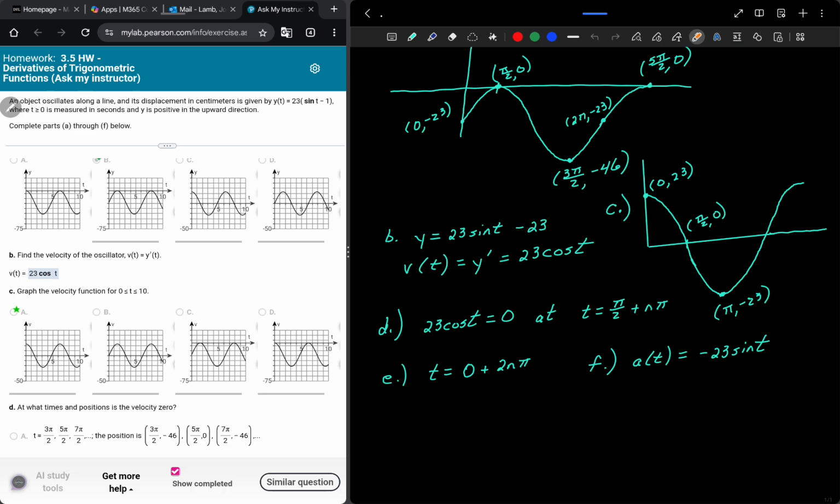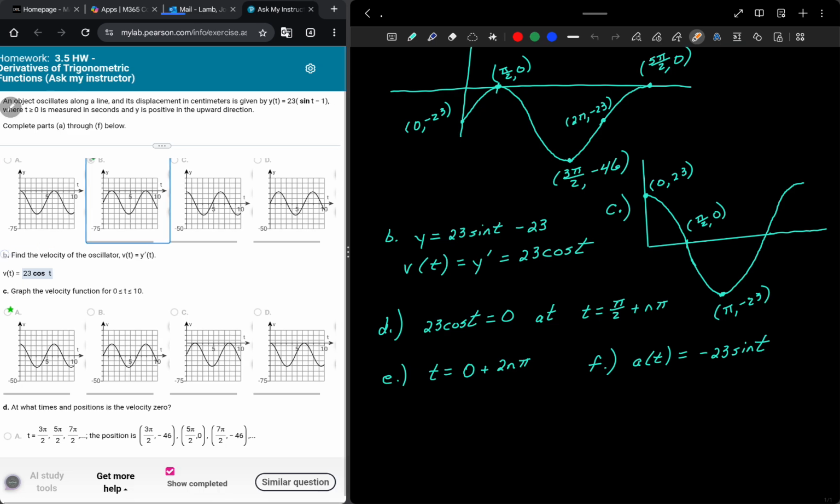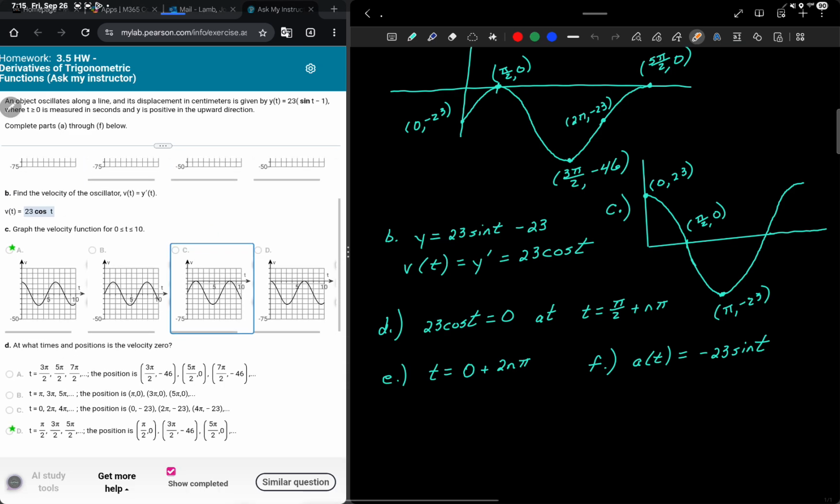That made it very easy to graph. So, of course, that's my answer for B. That's the 23 cosine t. Then it asked me to graph the velocity function. Well, the velocity function is just a magnitude of 23 times the cosine function. You'd say normally the cosine function would start at the ordered pair 0, 1.